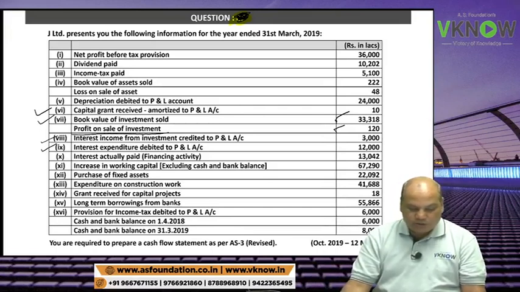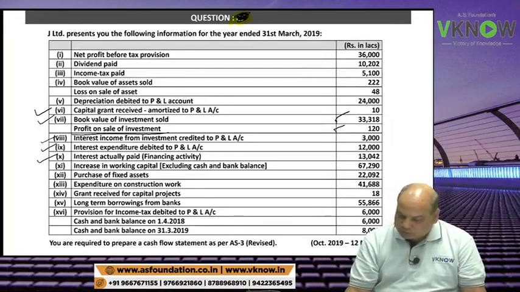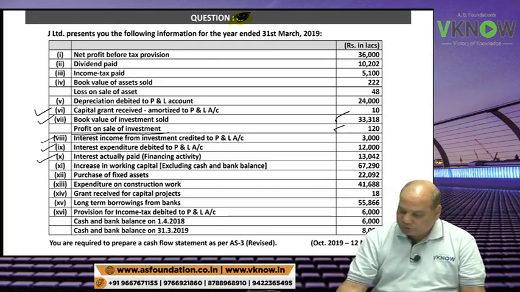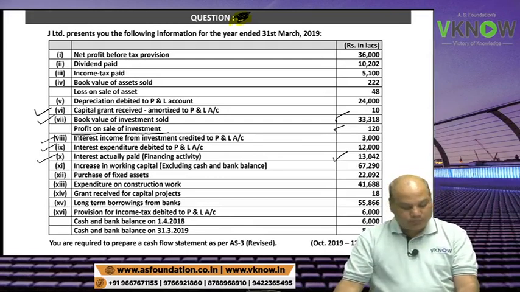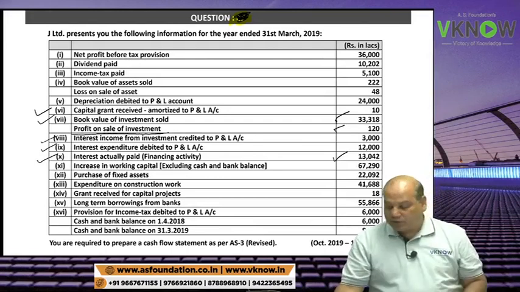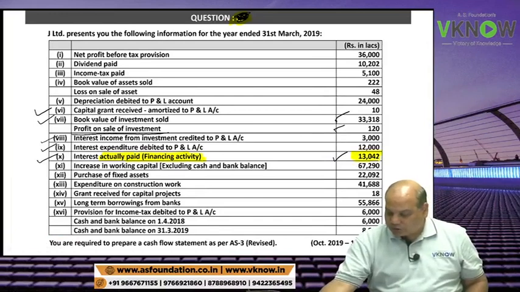Next, write down interest expenditure debited to P&L account, 12,000. Interest actually paid, 13,042, financing activity.